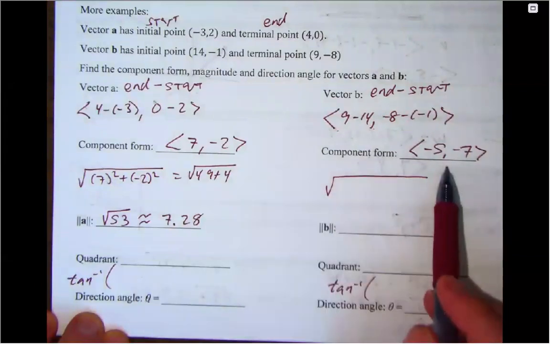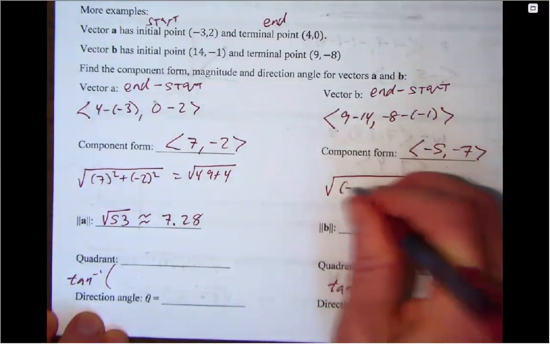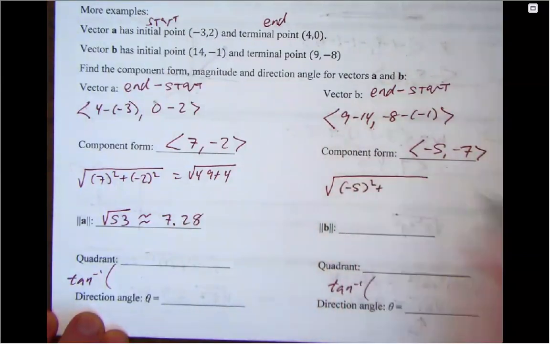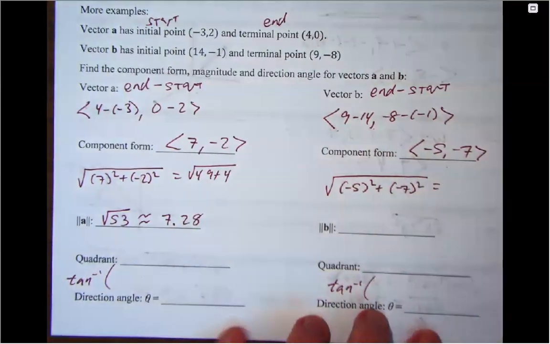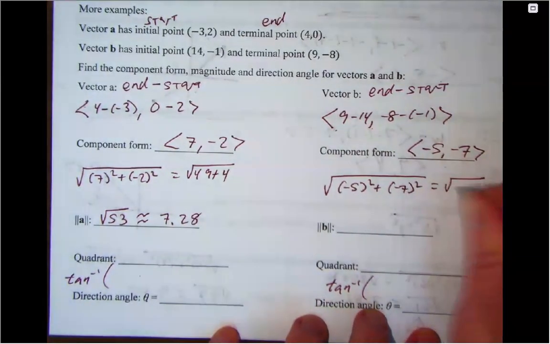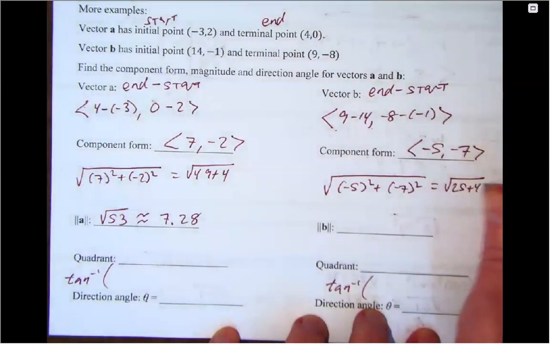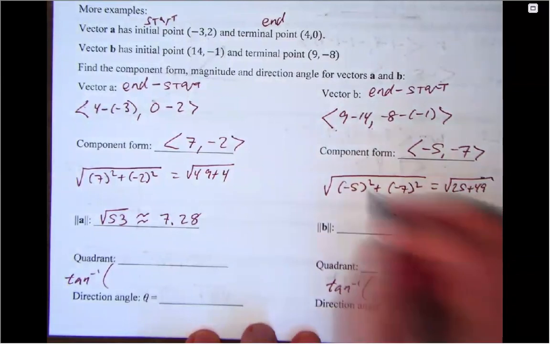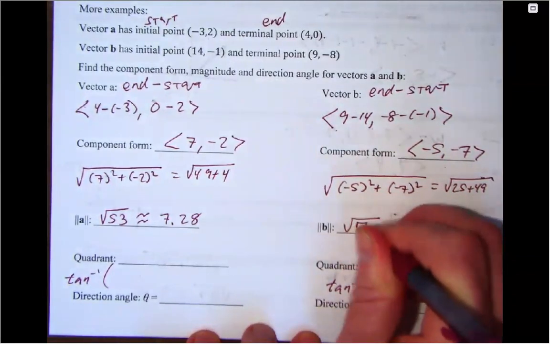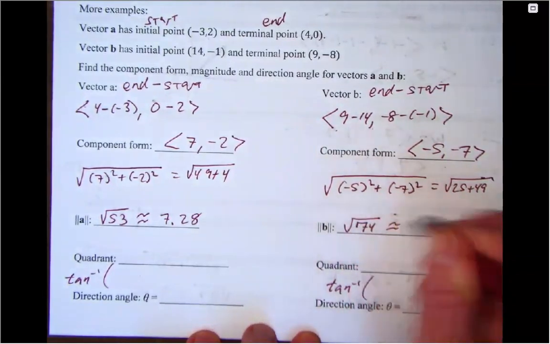For vector B, same thing. So that'd be 25 and 49. Which would, what's that, 74? Which is about equal to 8.6.